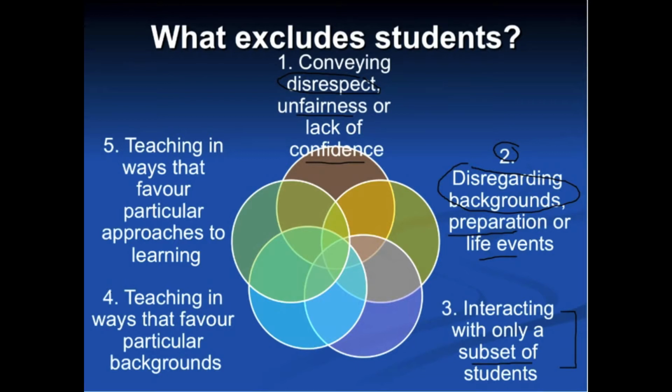Number 4, teaching in ways that favour particular backgrounds. And number 5, teaching in ways that favour particular approaches to learning. That reflects, for instance, what we've looked at about learning styles. If you've got an auditory or a visual preferred learning style, or hands-on, and you're teaching in that way, the students that don't favour that learning style may be excluded. So that's something to consider.